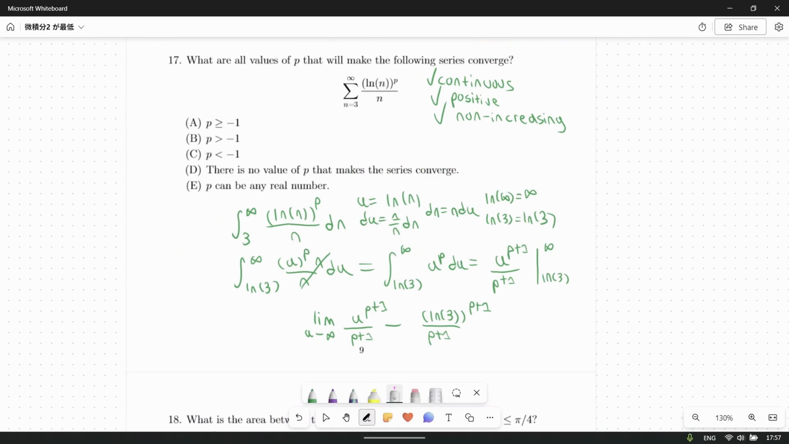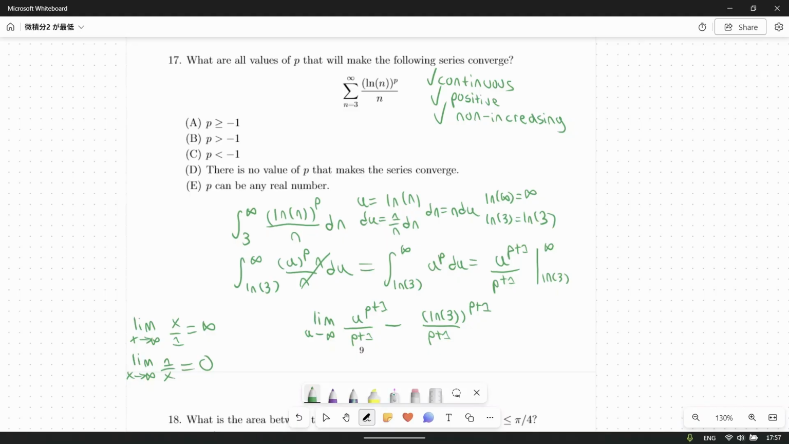And so as you can see in this limit, depending on what p is, this limit can either go to infinity or it can go to 0. Recall that with a limit that goes to infinity, like let's say you have the limit as x goes to infinity of x over 1, this is going to go to infinity because it's a top heavy fraction. But in the case of here where we have the limit as x approaches infinity of just 1 over x, that's going to go to 0 because it's a bottom heavy fraction.